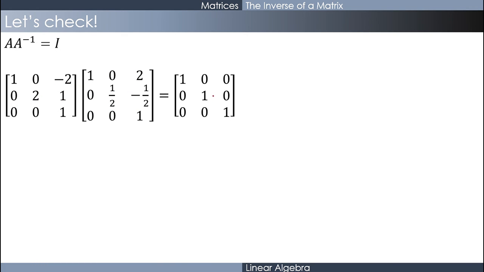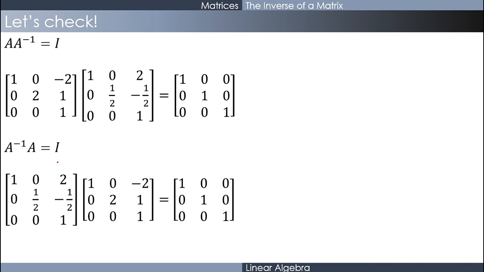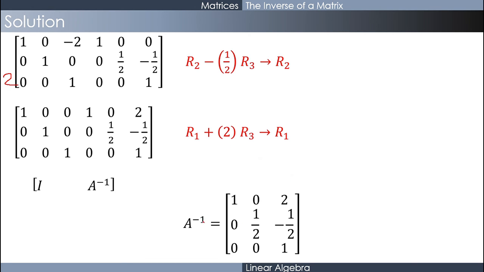So the product implies that since we get the identity matrix as the product of A inverse times A matrix, our work is true. And the same thing if we multiply the other way, A inverse times A, that will also equal the identity matrix. Therefore, our work is correct, and our A inverse is 1, 0, 2, 0, 1 half, negative 1 half, 0, 0, 1.